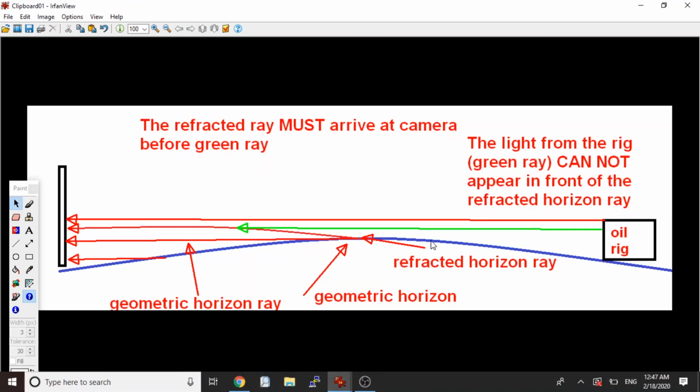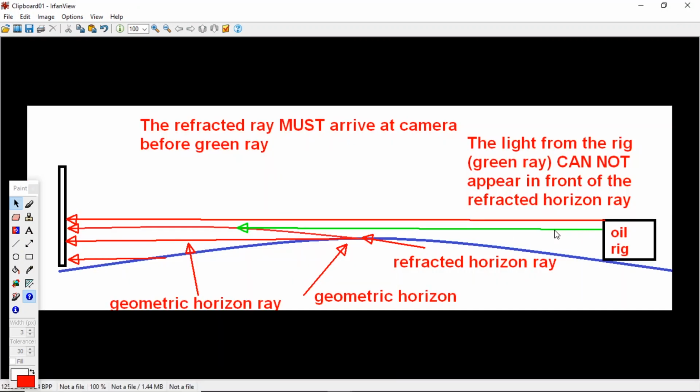This means that the rays of light from the oil rig must overtake the refracted horizon ray. No matter how it's refracted, it could be bent way up here, it doesn't matter. It has to arrive at the sensor first before this ray in order to appear in front of it. There is no other way that this can happen. Okay? This ray would need to be superluminal, a faster than the speed of light ray, which in regular atmosphere, as far as we know, is an impossibility.